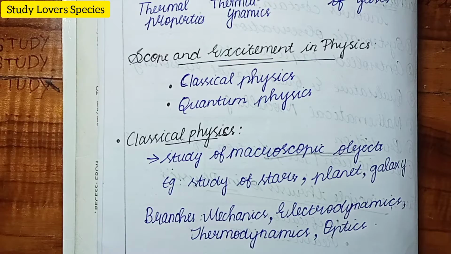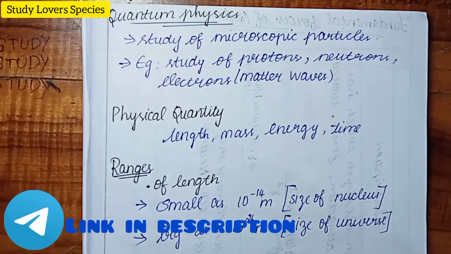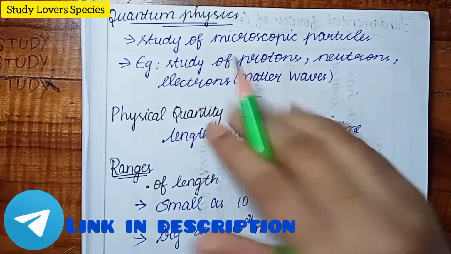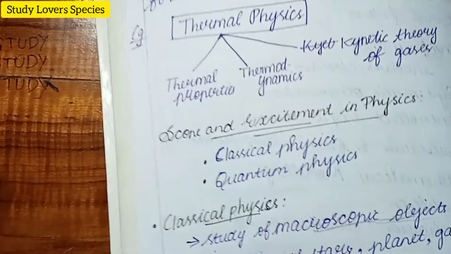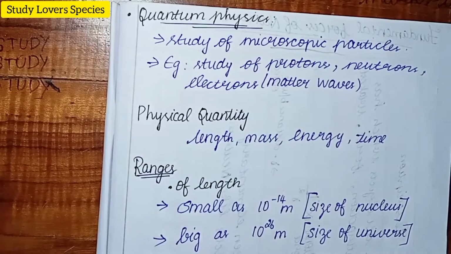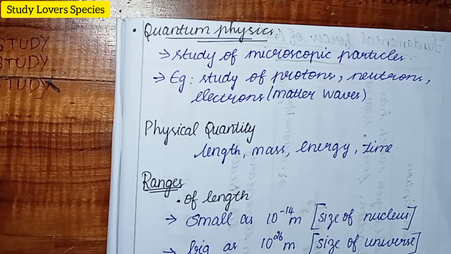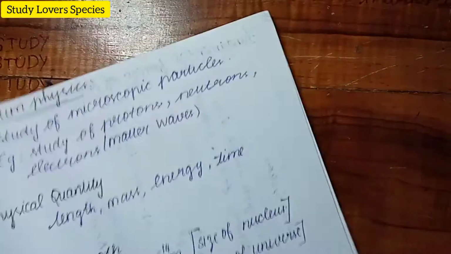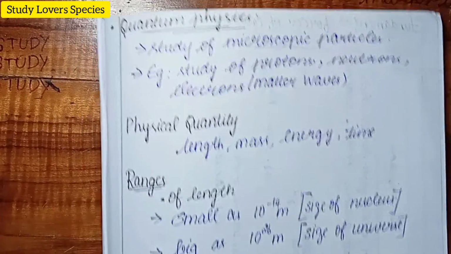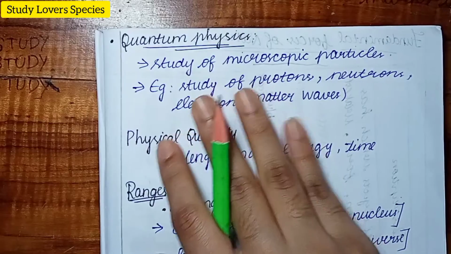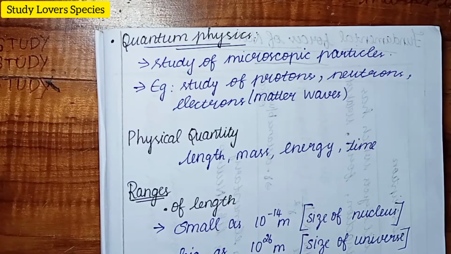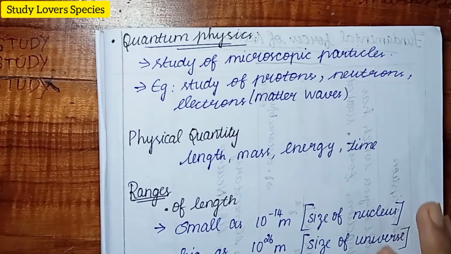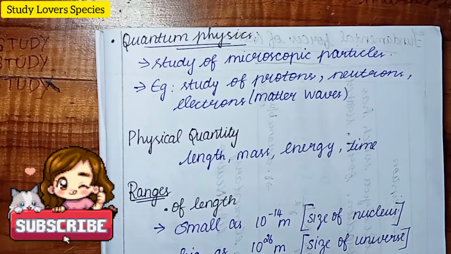Now let's go to quantum physics. Quantum physics is the study of microscopic particles. Here we have seen classical physics is the study of macroscopic particles, right? This is macroscopic and this is microscopic. Classical physics is macroscopic and quantum physics is microscopic. For example, study of protons, neutrons, electrons. Electrons are also called matter waves. Study of these things is called quantum physics.